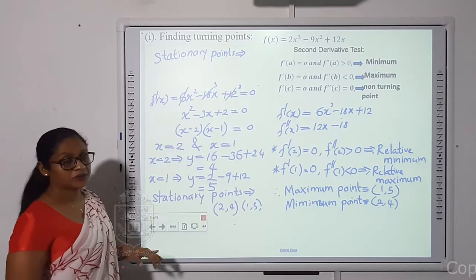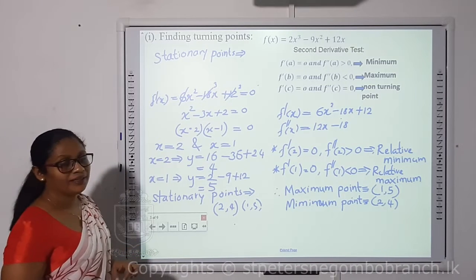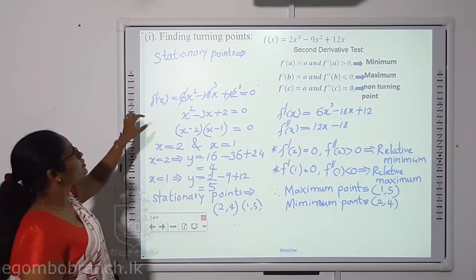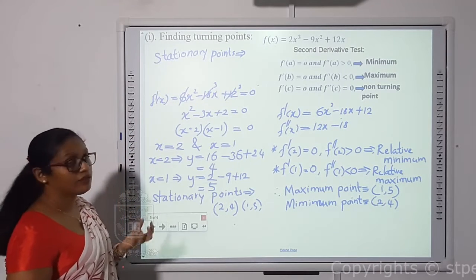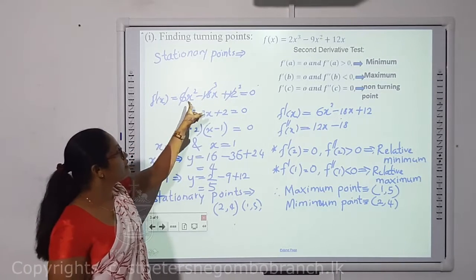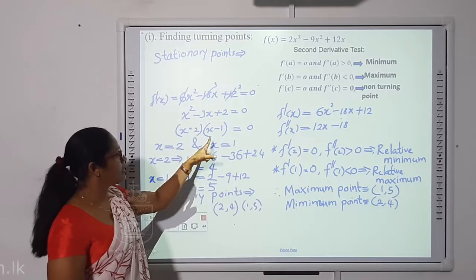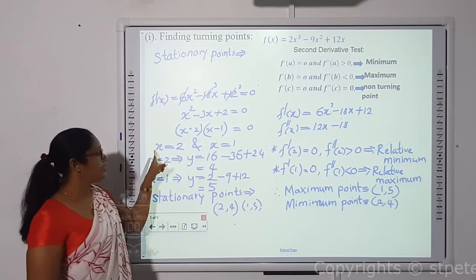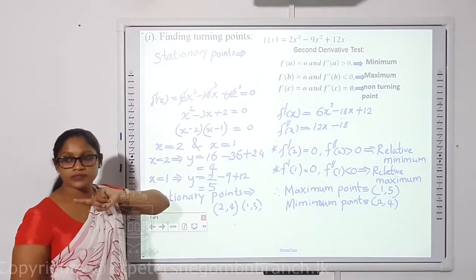The first thing, as per the steps, is to find the turning points, right? Before we go for the turning points, we should find the stationary points. To find the stationary points, what is the procedure we should follow here? Equate the derivative function, the first derivative, to 0, right? So that's what I have done here. This is the derivative function. I just equated the derivative function to 0, simplified and factorized, and found the value of x, right? At x equals 2 and also at x equals 1, there are stationary points, right?